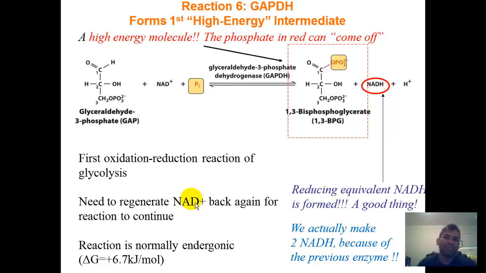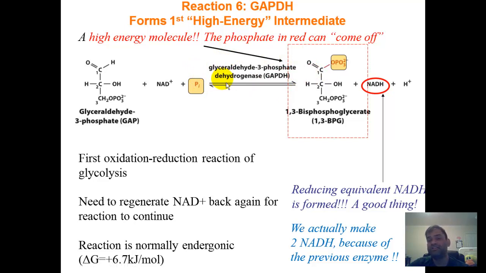All right, back to glycolysis, reaction 6. Glyceraldehyde 3-phosphate, okay, remember we're going to multiply everything out by 2 because we have 2 molecules of this. Glyceraldehyde 3-phosphate is going to be converted to 1,3-bisphosphoglycerate. The enzyme that does that is glyceraldehyde 3-phosphate dehydrogenase, GAPDH.